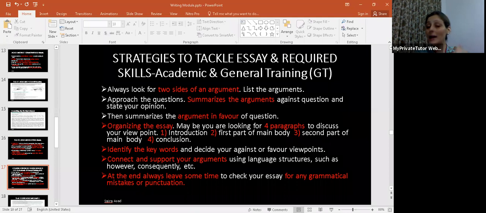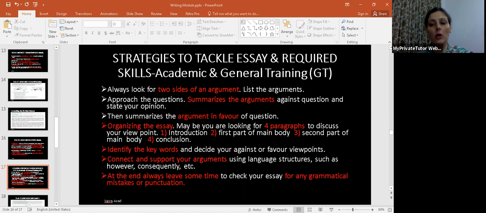Now, strategies for tackling your essay, because the essay is Task 2 of both Academic and General Training. So always look for two sides of the argument. List the arguments before attempting to write the answer immediately. You know how this is going to work out. You're very much clear now. I'm very sure now. So always look for the two sides of the argument, for and against. Approach the question, summarize the arguments against, and state your opinion. Then summarize the arguments in favor or against.